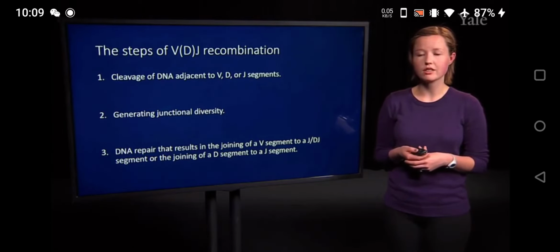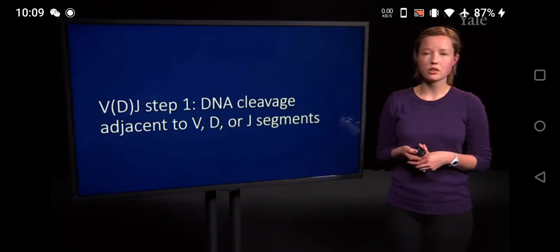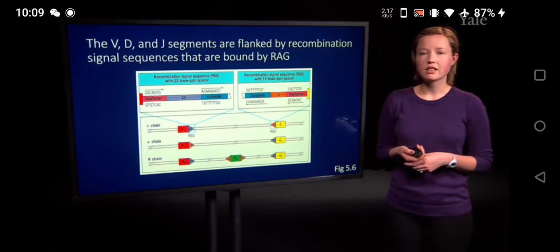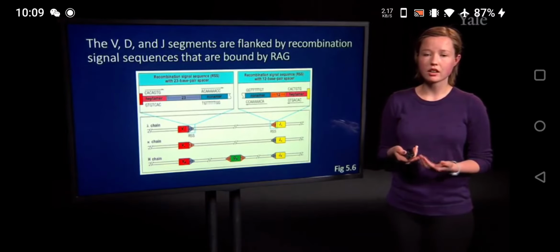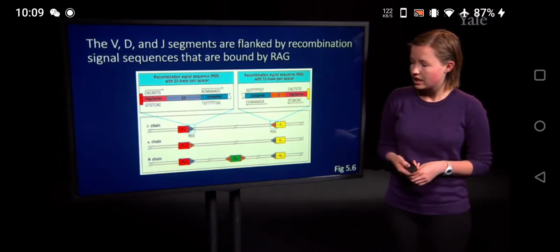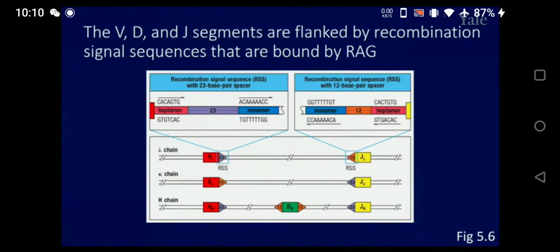So looking at step 1 of VDJ recombination, which is cleavage of the DNA, there's a specific endonuclease that's responsible for these cleavage events that occur adjacent to the V and J segments and V and DJ segments. And its recognition site are these recombination signal sequences, which you can see here. They are actually asymmetric, so one of them is called the 23 RSS, RSS being recombination signal sequence, and the other is the 12 RSS.